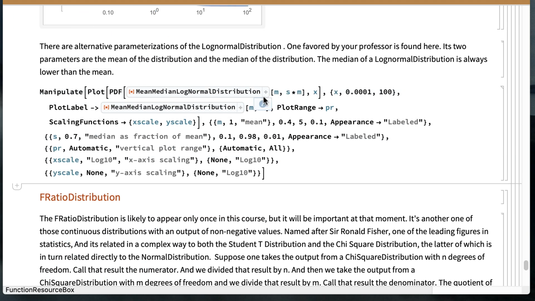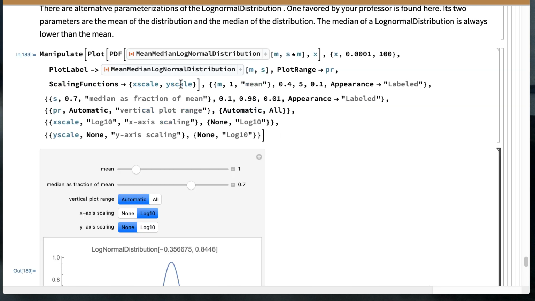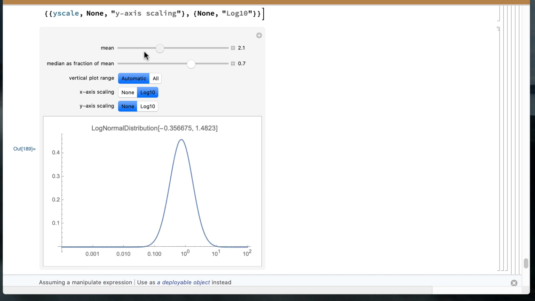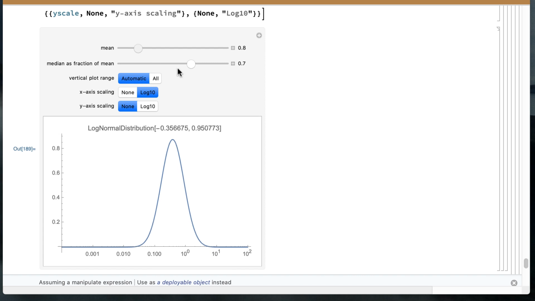There's a second way of parameterizing the log normal distribution that I prefer, in which the first parameter is the mean of the distribution, and the second parameter is the median as a fraction of the mean. So let's take a look at this in action. Here we've got our same log normal distribution. I can wiggle the mean, moves to the right, moves to the left. But here I'm going to change what fraction of the mean is the median.